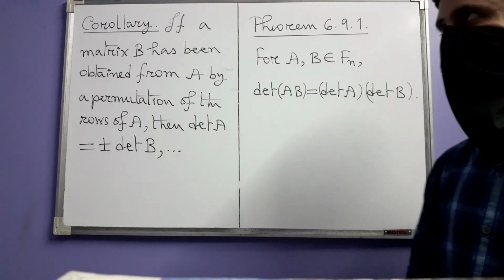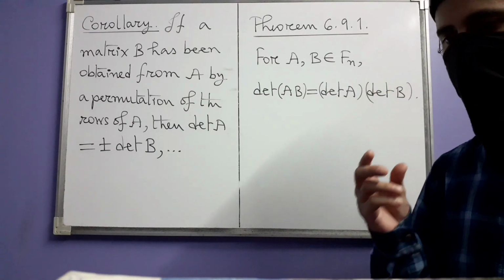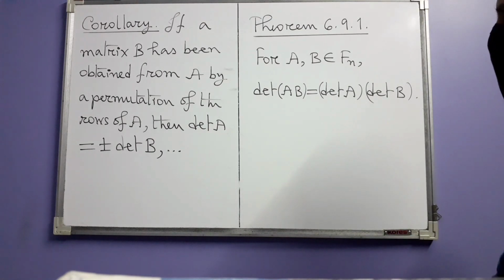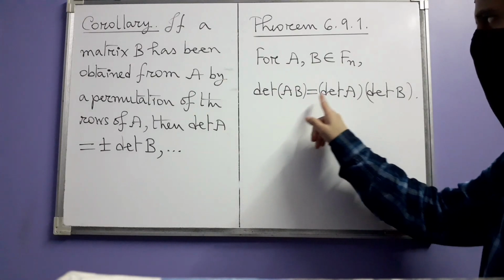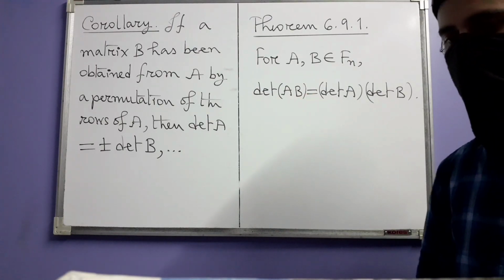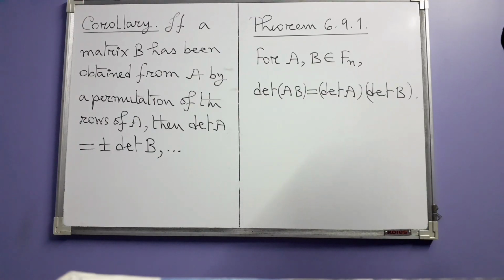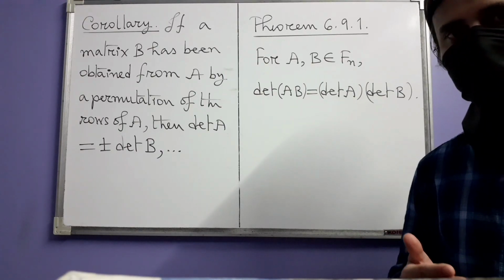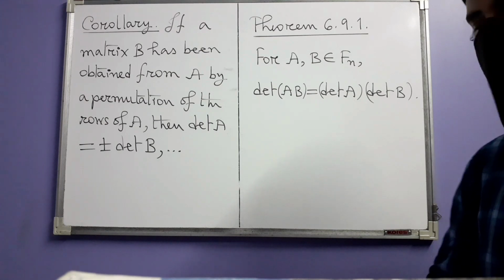And the next result is theorem 691, and this becomes important when you have to calculate the determinant of a product of two matrices. So if you take any two matrices A and B in Fn, then the determinant of their product is equal to the product of their determinants. So calculating the product may be very difficult in itself, and then you have to calculate the determinant. Instead, you can simply calculate their individual determinants and multiply the two results. So that way your calculation has been made easier.